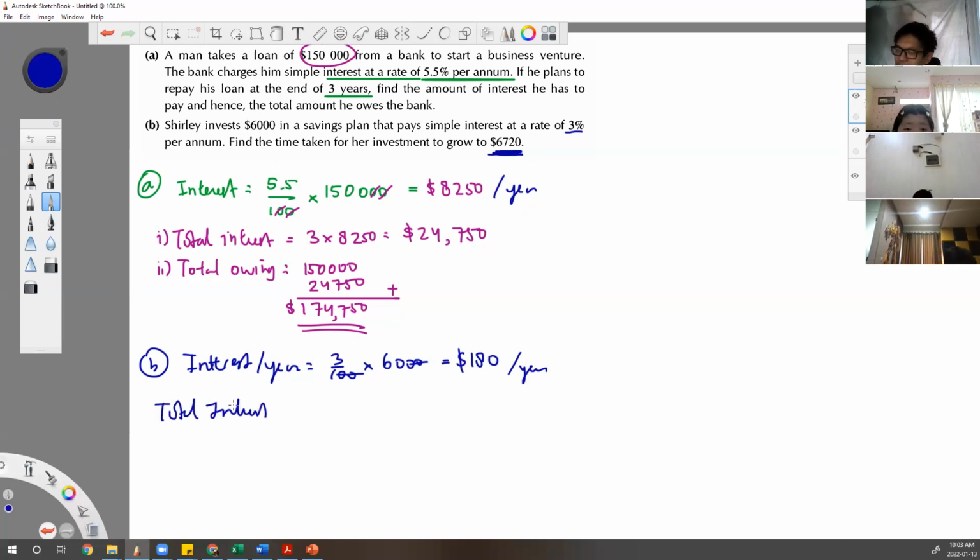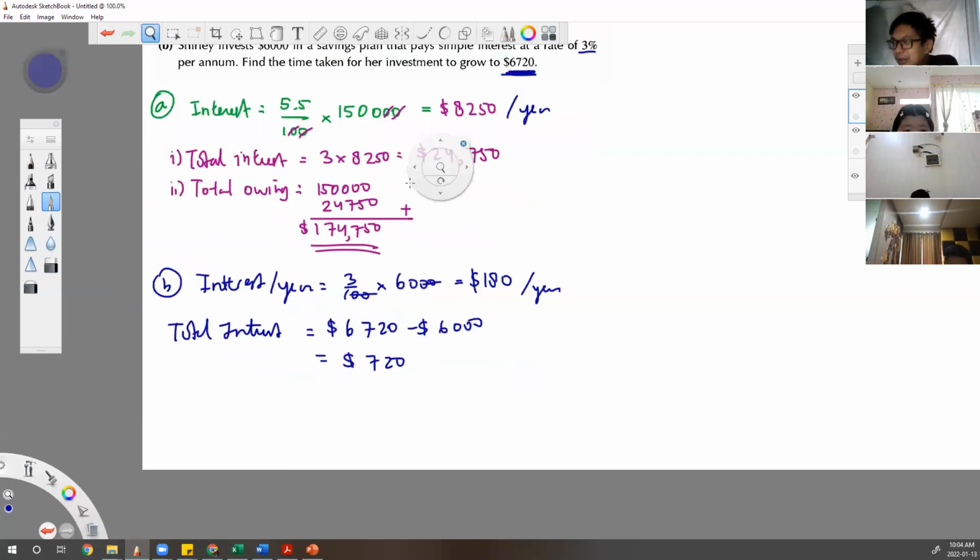Simply subtract, right? 6,720, you subtract by 6,000. This is the total interest. Tapi dia bilangnya gini, guys. 180 per year ya, 3% times 6,000. So 1 year, 180. To grow to 720, how many years? Ya, tinggal dihitung dong. Times berapa? Times 4 ya, gampang. 4 years, so the answer is 4 years.